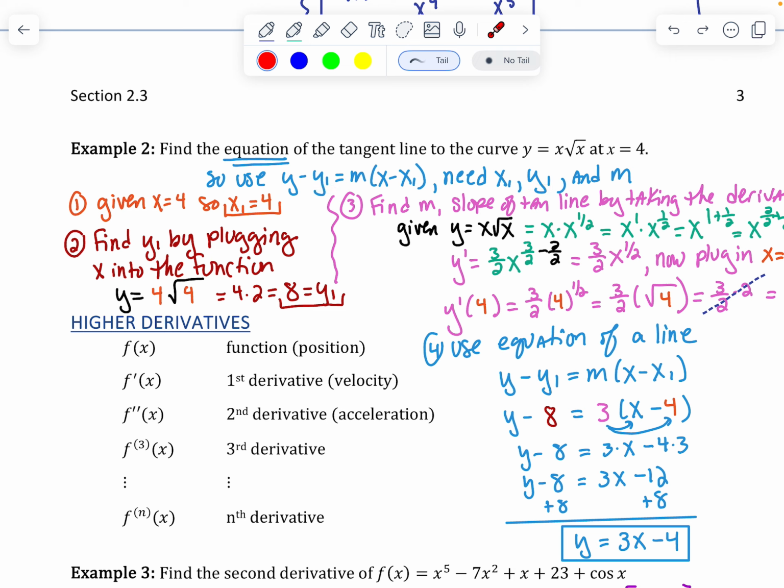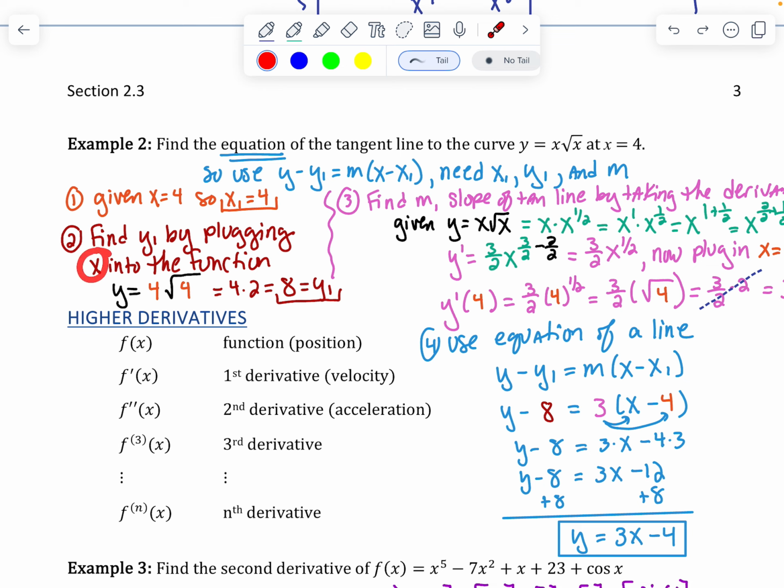So first, let's use the fact that we were given that x equals 4, and therefore that's what we're going to use for x1. Next, we want to find y1. That's really just the output of the function, and this is where both the curve and the tangent line cross each other. So we're going to plug x equals 4 into the function x square root of x. Put a 4 where x is, put a 4 where x is. The square root of 4 is just 2, and so I have 4 times 2, which is 8. I have my y1 figure.